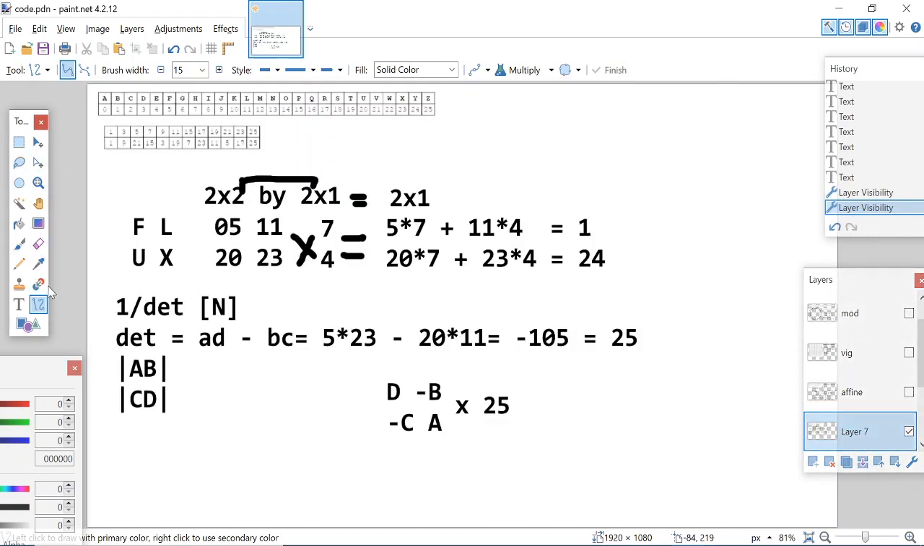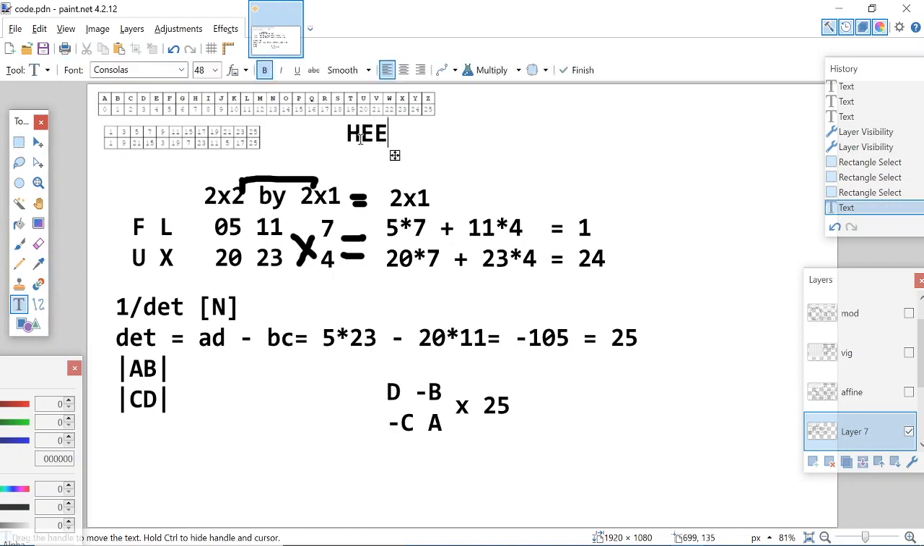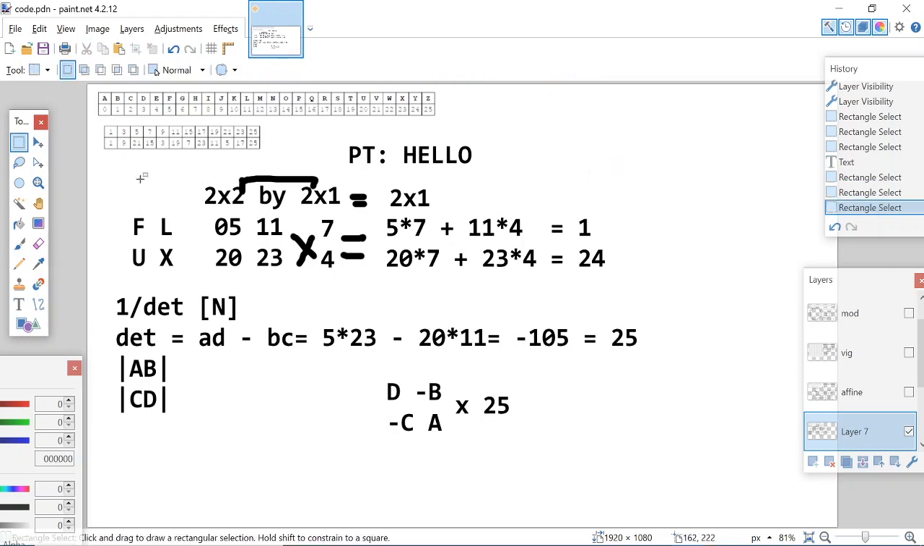So the main thing of the Hill cipher is you have the matrices. In this case, my encoding matrix is the word flux. And because each letter has a number, I can assign the letters of flux to be equivalent to 5, 11, 20, and 23. And following with the rest of this lesson, the plain text will be hello. I already have this all filled out because I did it during the meeting, but we'll be going over it again.